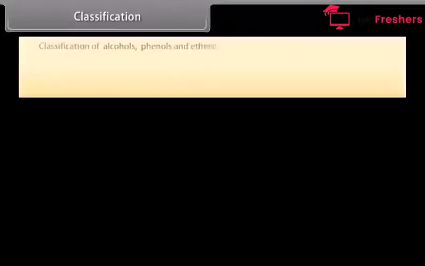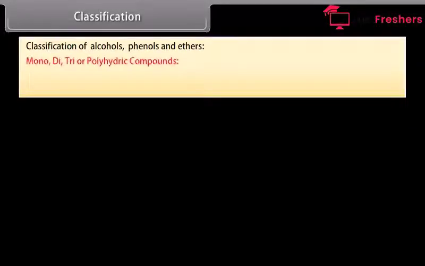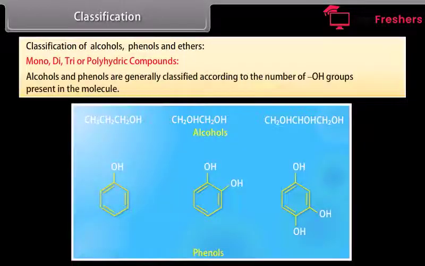Classification. Classification of alcohols, phenols and ethers. Mono, di, tri or polyhydric compounds. Alcohols and phenols are generally classified according to the number of hydroxyl groups present in the molecule.